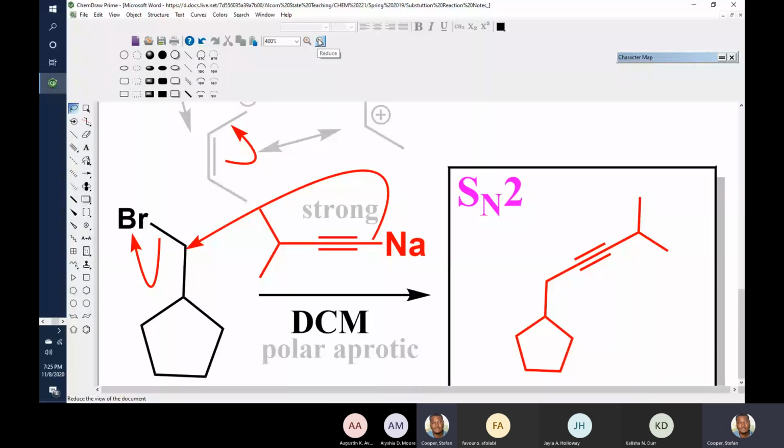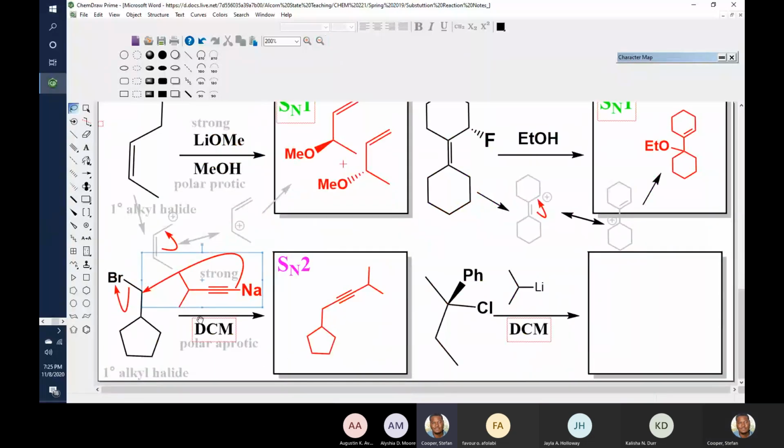So the nucleophile attacked the carbon. I didn't realize that all of that got changed. All right. Leaving group left, and if you want to see, one of the byproducts is sodium bromide. But again, I don't need to see that because it doesn't contain any carbons.